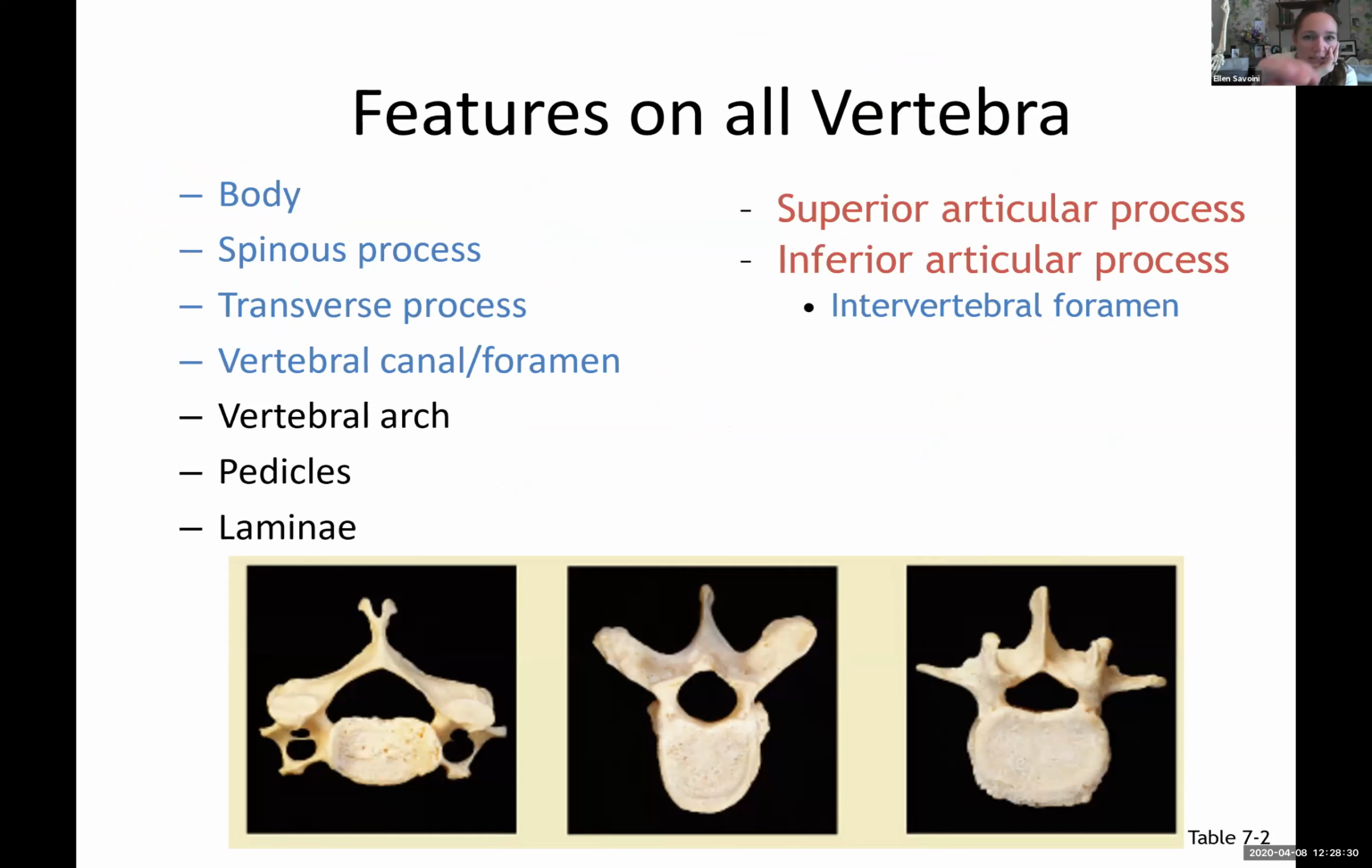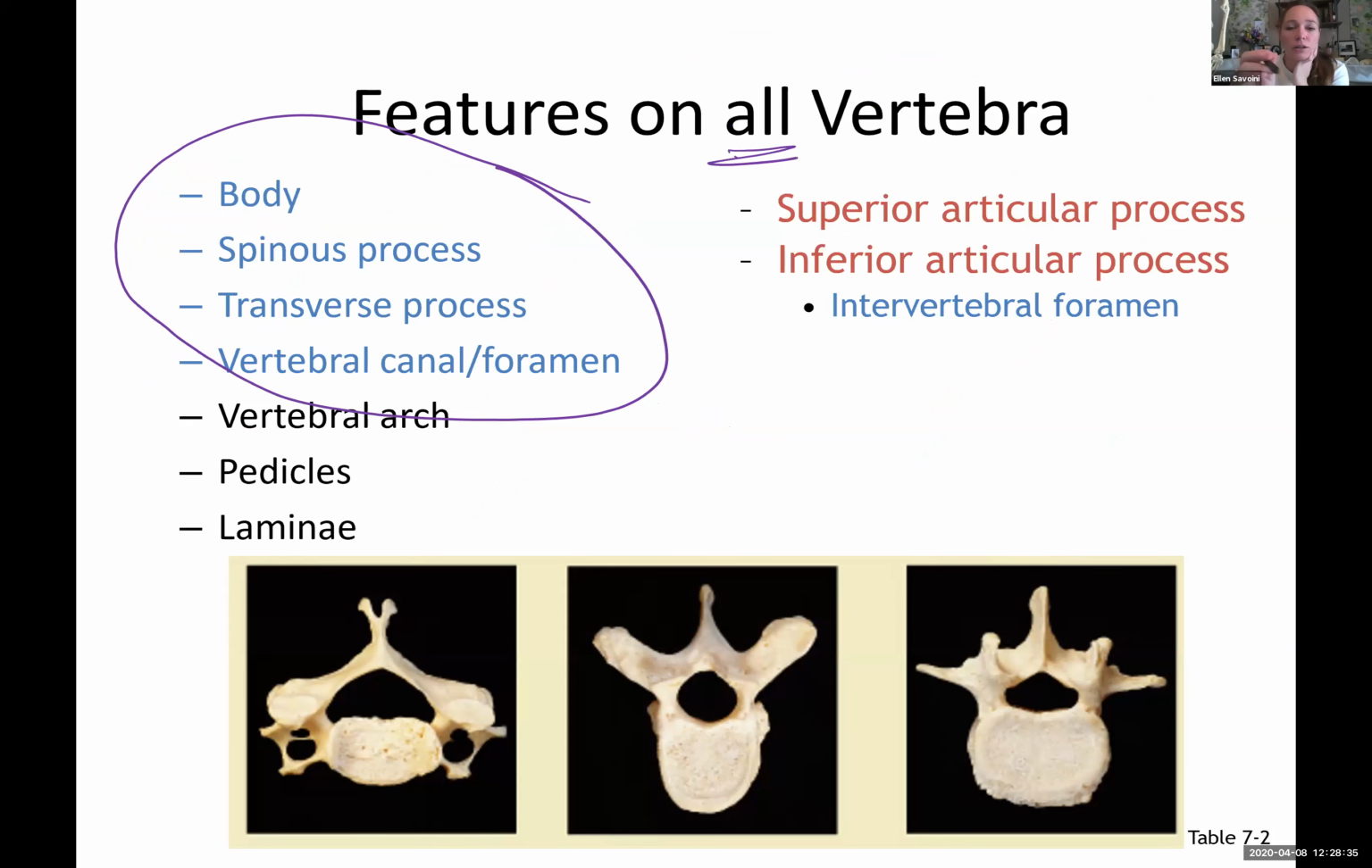So we're going to focus on the blue ones here. These are features on all vertebrae. So we would have the body, let me move, sorry, the videos are at the bottom in this case. So the body, I'm going to put a B on each of these. The spinous process, I'm going to put an S. That's the spinous process. The transverse process, it's easy on this one. I'm going to put a T.